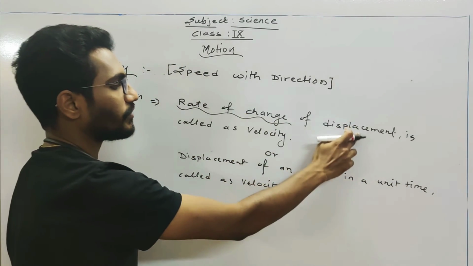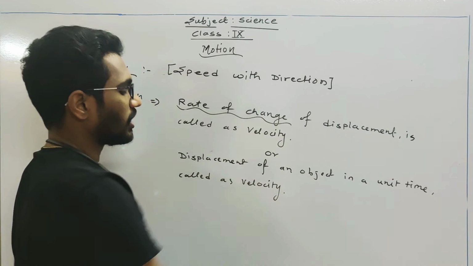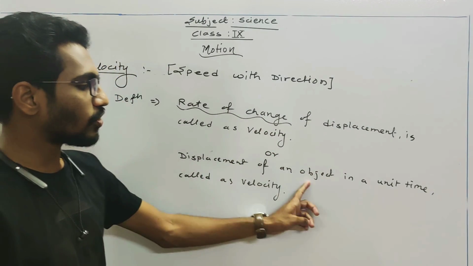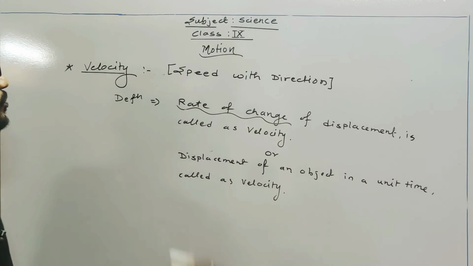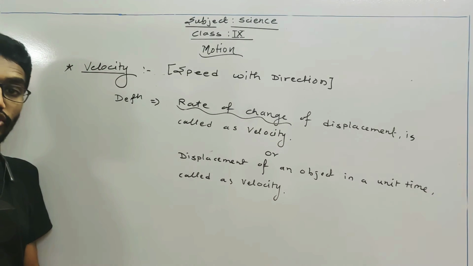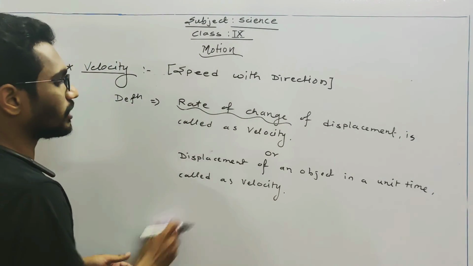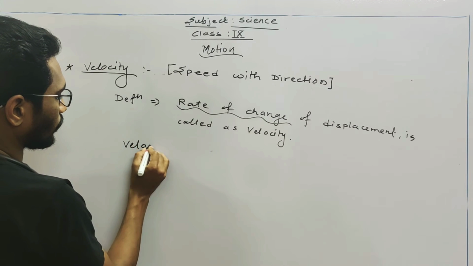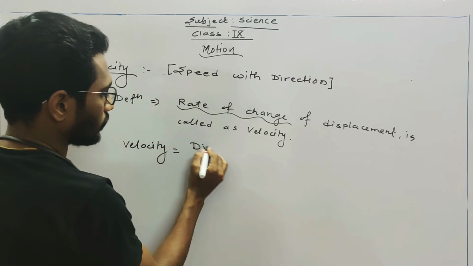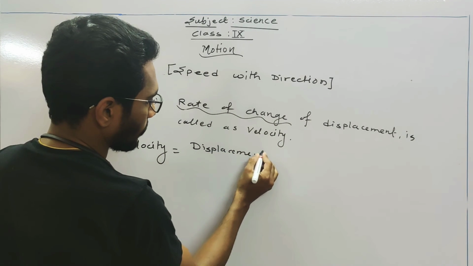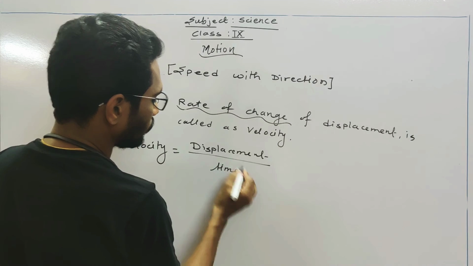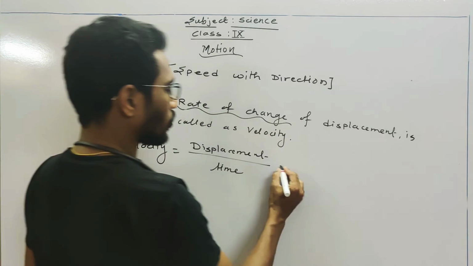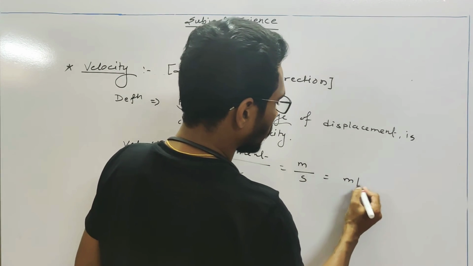Rate means in a unit time. So rate of change of displacement, how much displacement happened in unit time, it is nothing but your velocity. We can call it rate of change of displacement or displacement of an object in a unit time. Both are the same thing. Is it clear? Then what will be the formula? It is too simple. Displacement by time, distance by time is speed, displacement by time is velocity. So displacement also has unit meter per second.